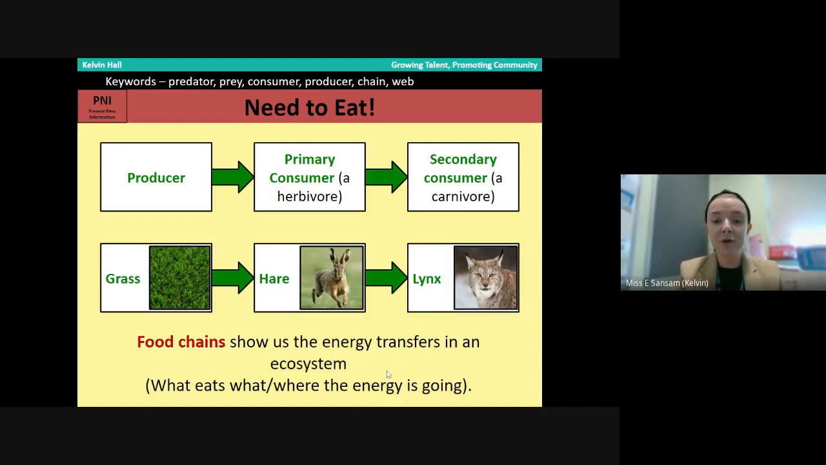And just this point down there at the bottom, which is really important. So what food chains actually show us is the energy transfer that is going on. And it always goes in the direction of the arrow. And basically, that's what the arrow means. So the arrow means that energy is being transferred from the grass into the hare when the hare eats it. And then the energy is being transferred to the lynx from the hare when the lynx eats the hare. So like it says there down in the bracket, basically it shows you what eats what. So it shows us that the hare is eating the grass and the lynx is eating the hare. And it also shows us where the energy is going. So the energy is going from the grass into the hare and from the hare into the lynx.